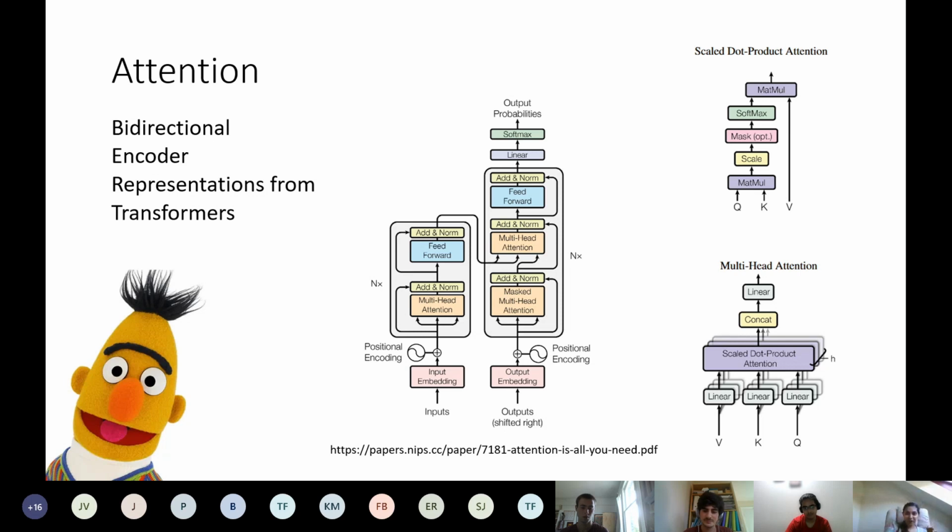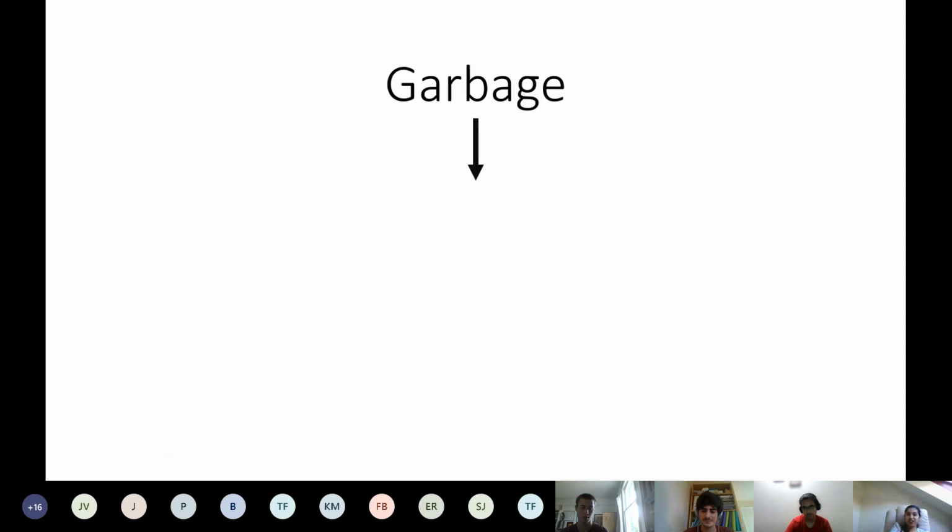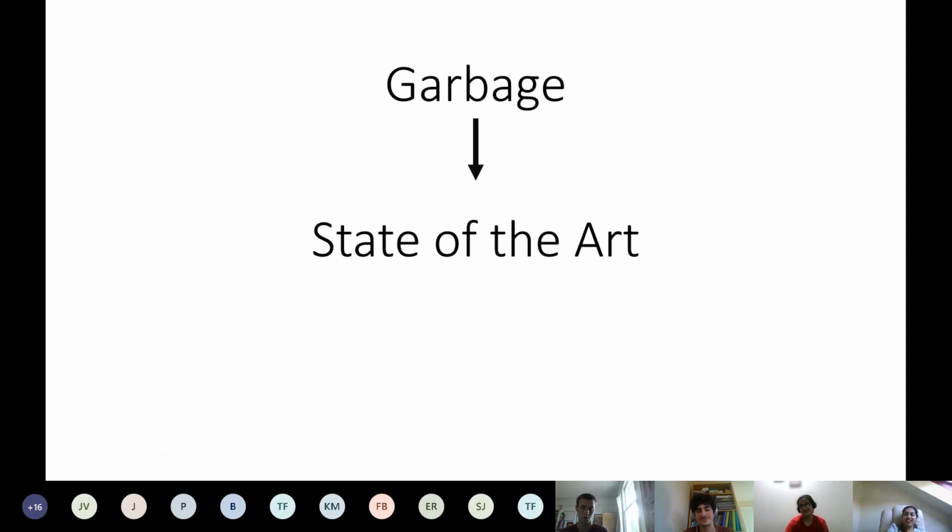So the next part I'd like to talk about is how if you start with garbage and you put it in a state-of-the-art model, these models are called state-of-the-art, what do you think you'll end up with? I'd like to answer that for you.